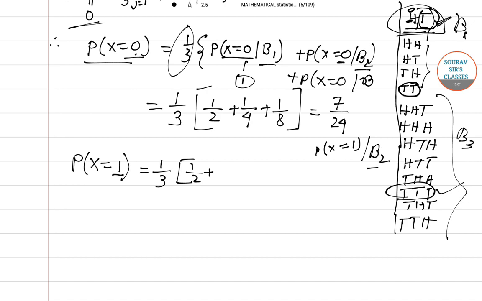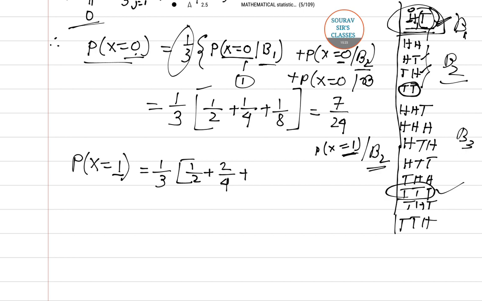In case of ball 2, when ball 2 is drawn, how many times is there only one occurrence of a head? There are 2 times, so we'll write down 2 by 4. Out of 4 possibilities, there are 2 times.